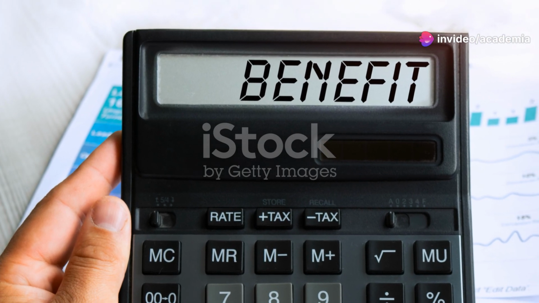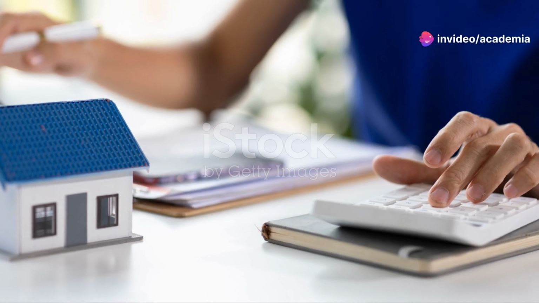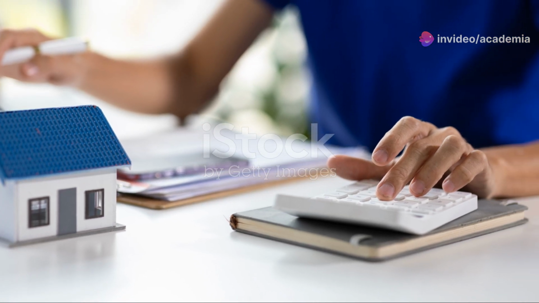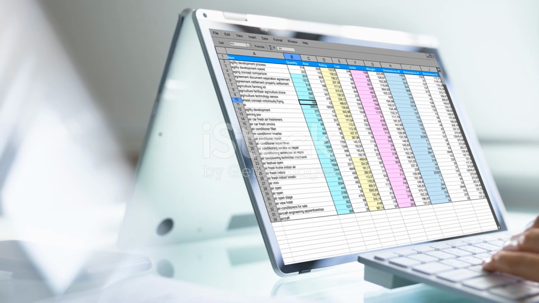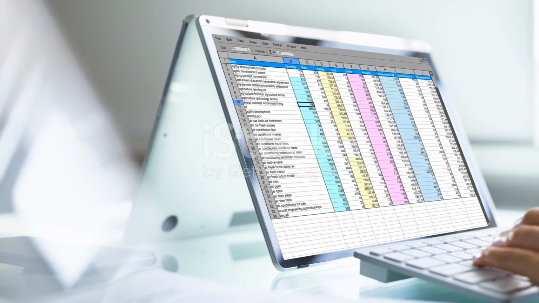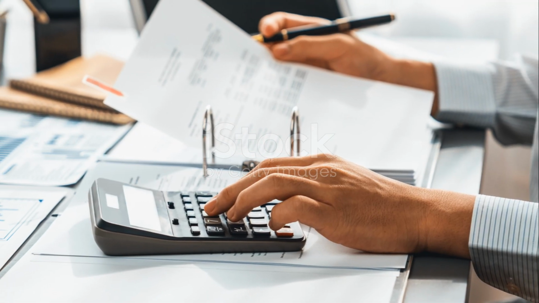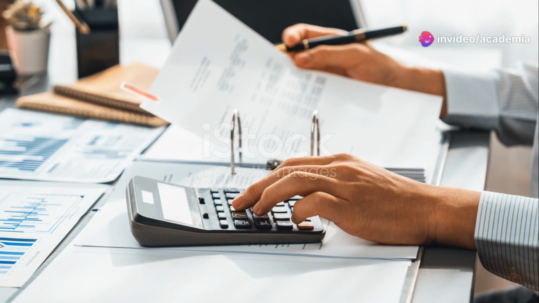Finally, subtract the initial investment. This step determines the net value created by the investment. Deduct the initial investment from the sum of discounted cash flows. The result is the net present value, which indicates the profitability of the investment.